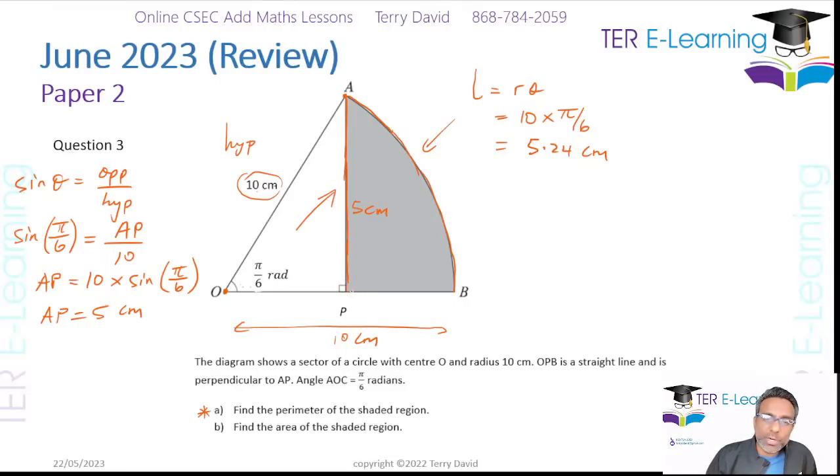The next thing we need to work out is this length here, right? Because remember, we're trying to work out the perimeter of this thing. So I need to know this length here. And if I know that, I can subtract it from 10 in order to get PB, right? I hope that's making some sense.